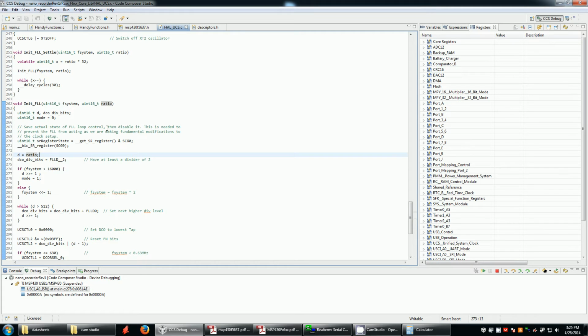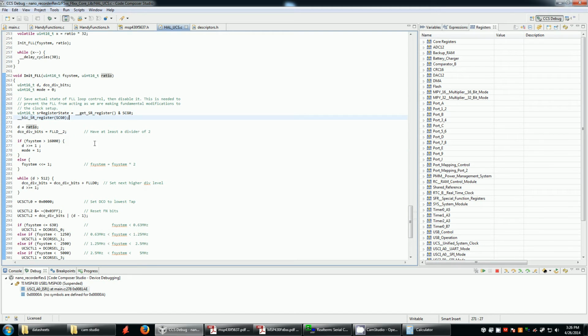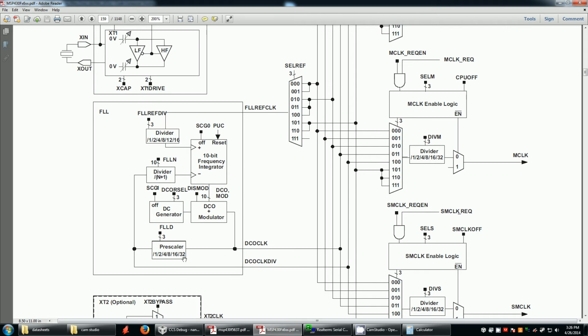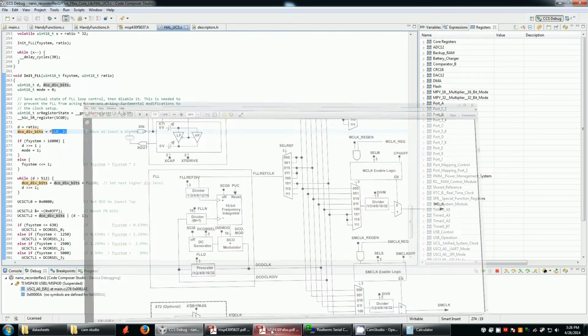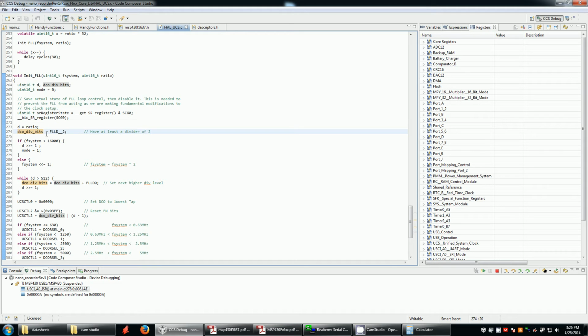So you disable the FFL while you configure it. You set your ratio to D, and this is just so you don't overwrite your ratio because it'll work with D, and you'll see there's an instruction that actually changes D in the instruction. And then DCO division bits is the FFLD. And so this is the first divider right here, this prescaler.